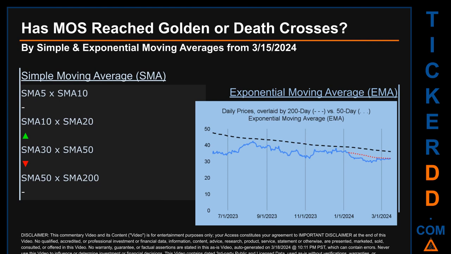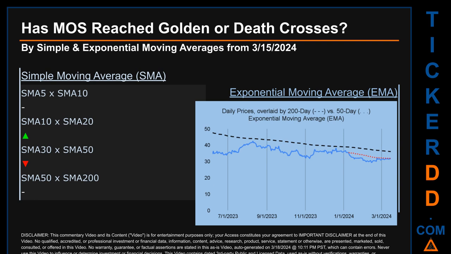Has MOS price reached golden or death crosses? Golden cross and death cross are basic signals that compare average prices across two specified trade day ranges, a short-term versus a long-term range. For example, 5-day versus 10 trade days. Essentially, a golden cross is a bullish signal. It appears when a ticker's short-term moving average crosses above its long-term average. Vice versa, a death cross is a bearish signal when the short-term crosses below its long-term moving average.